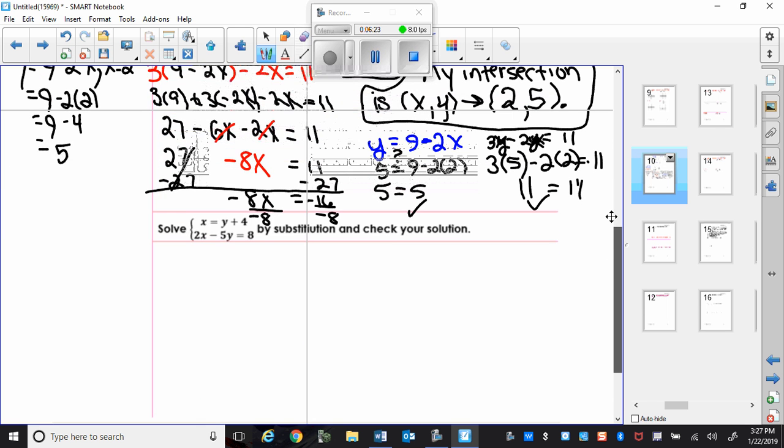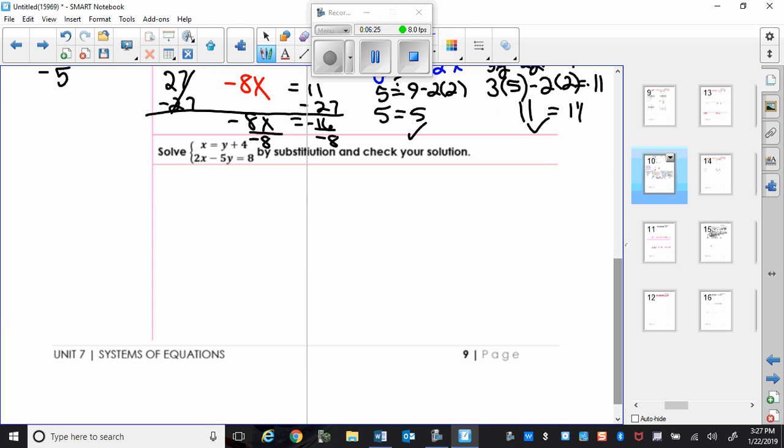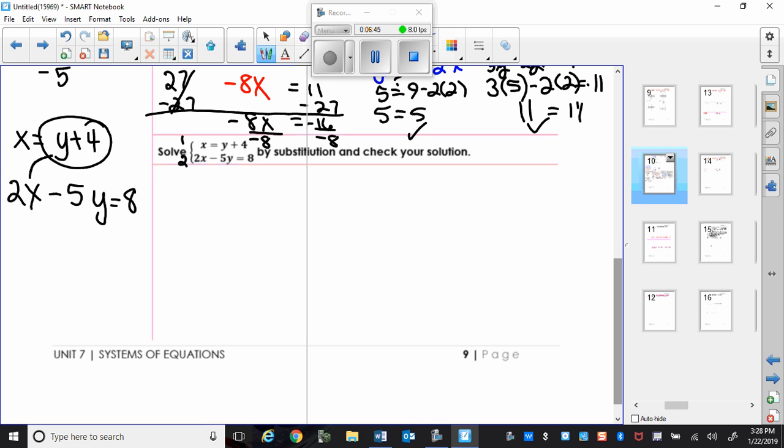Now, number two. Same method. We're going to number our equations, number 1, number 2. Now, I know that x is by itself, and x equals y plus 4. That means I'm substituting this into the second equation, 2x minus 5y equals 8. So I'm going to plug this in and then solve for y.